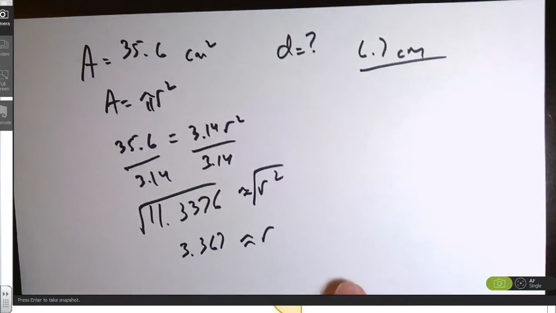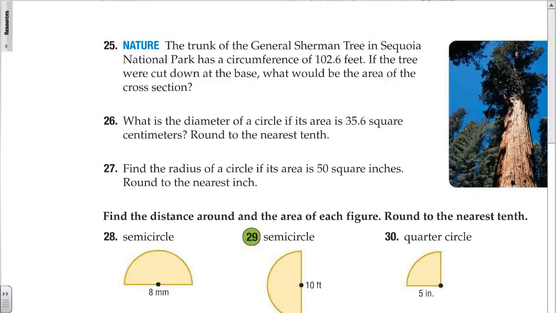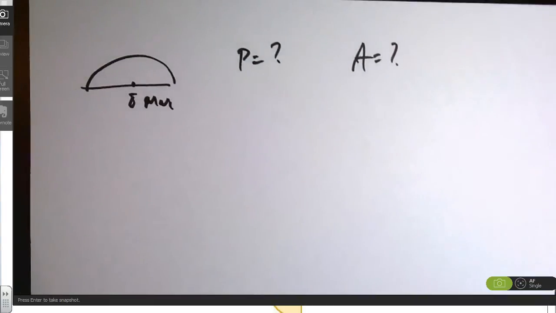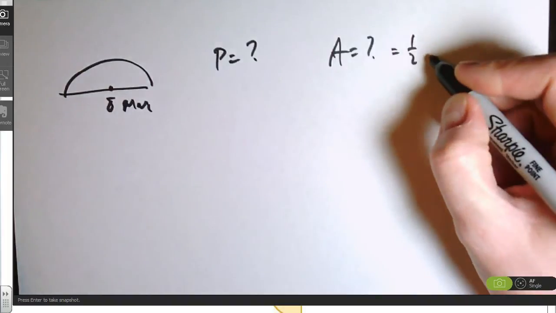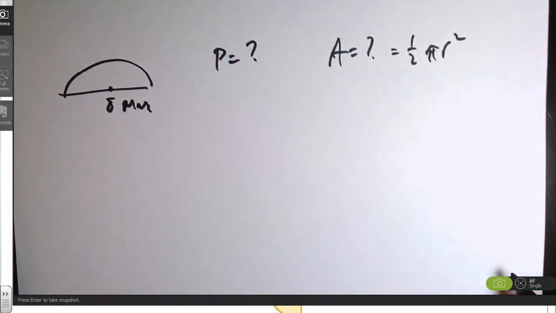Okay. And then the last problem that I'm going to take a look at for section 11.8 is number 28. So you've got a semicircle, and you've got to find the perimeter and area for it. Number 28 down here at the bottom. Now, the area is actually the easier thing to find because it's just half the circle. So find the area and divide it by 2.